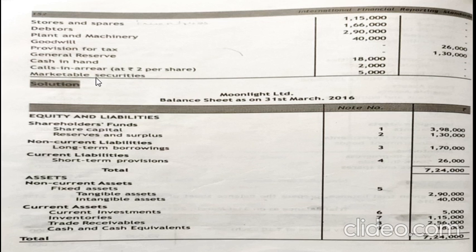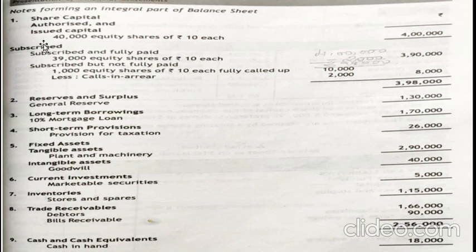So let us get into the working notes first. Your first working note will always be equity shareholders' funds, the notes forming an integral part of the balance sheet. First is share capital, authorized and issued. In this problem we have calls in arrears. What is calls in arrears? It is where the company will call up the equity shareholders to pay the balance amount for the shares which have been purchased. And if the shareholders are not responding to the calls which have been made, then calls in arrears will occur.